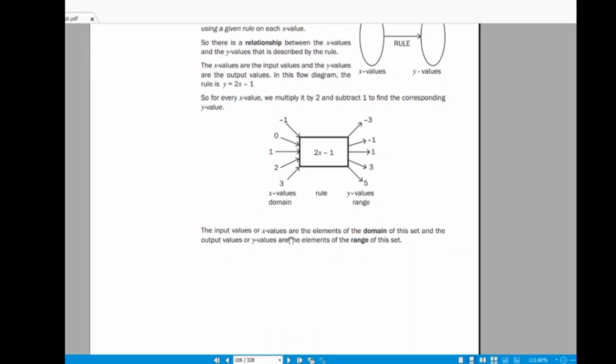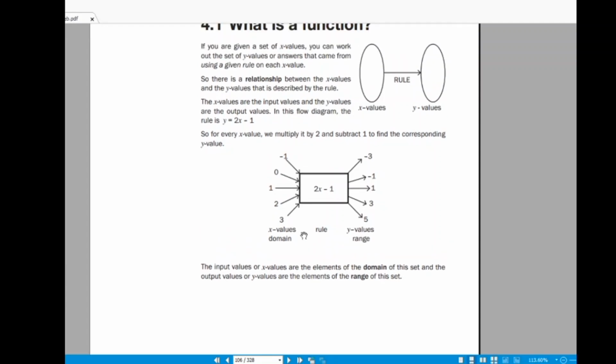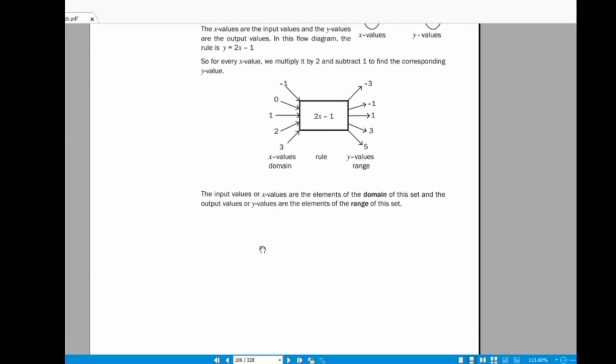The input values or x values are the elements of the domain of this set, and the output values or y values are the elements of the range of this set. Now when you think about the domain, think about the x values, and when you think about the range, think about the y values. In a Cartesian plane, when you think about a domain, think about the x-axis, and when you think about the range, think about the y-axis, right?